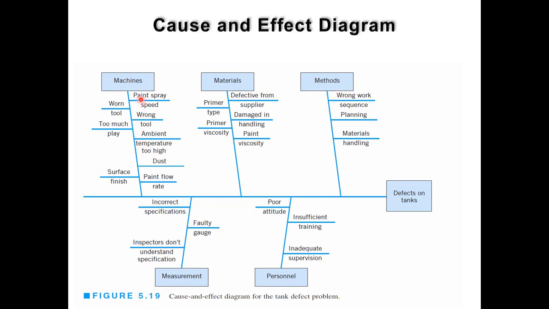So for example, if you talk about machine, some of the attributes of the machine that you can look into are, for example, worn tool, too much play, surface finish, paint and spray speed, wrong tool, ambient temperature, dust, paint flow rate. So this is an example related to machine. For material, methods, and so on, they have their respective attributes or areas that people can look into in order to identify where the problem comes from, the causes of the quality problem.